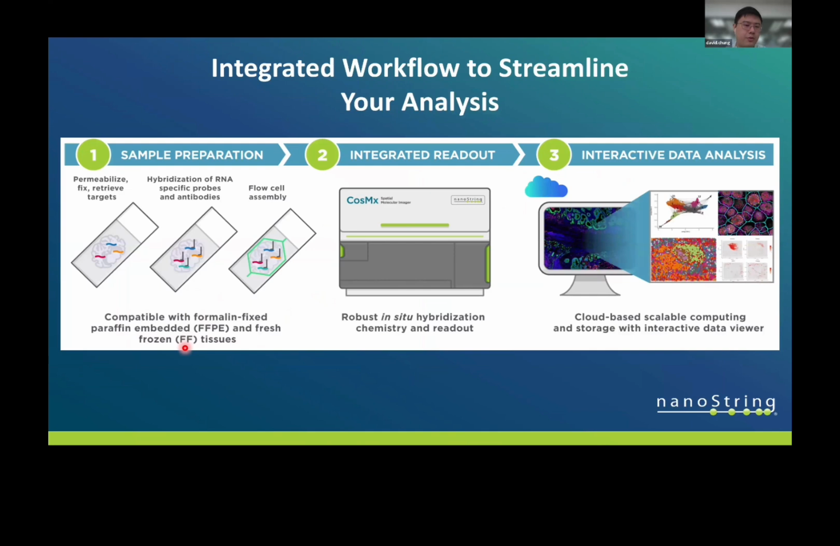So here's a quick view of the workflow. Basically, for an FFPE sample, you have to immobilize them, fix, and then retrieve the target, and then incubate them with the probes, RNA or antibody probes, depending on which assay you run. And then you assemble it and put it into the instrument for the read. Because it's in situ detection, there's no probe collection or library prep. This is direct detection on the slide, on the tissue section itself. After that, you can do data analysis, either offline using the instrument itself, or they have a solution for online analysis using the AtoMx platform.